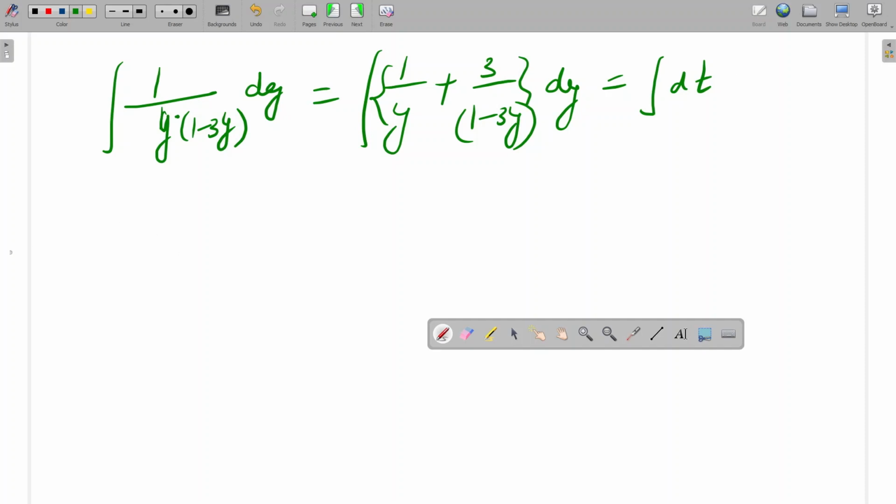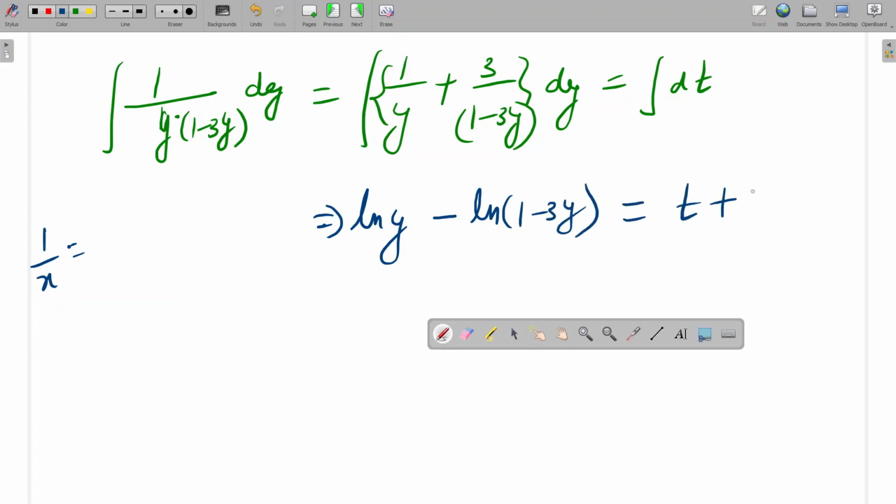If we do the integration, what is the integration of 1 by y? Log y. So it will be ln of y. So here for 1 by (1 minus 3y), what is the differentiation of this one? The differentiation should be on top. Differentiation will be minus 3. Okay, for this differentiation, but here plus is there. So that will be minus ln (1 minus 3y). So ln y minus ln (1 minus 3y) is equal to t plus k. Is it correct?